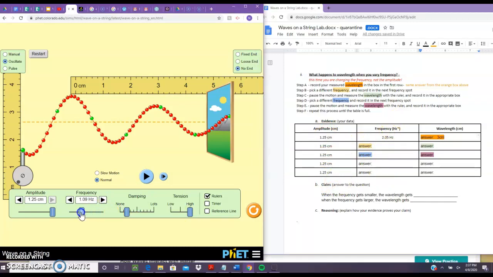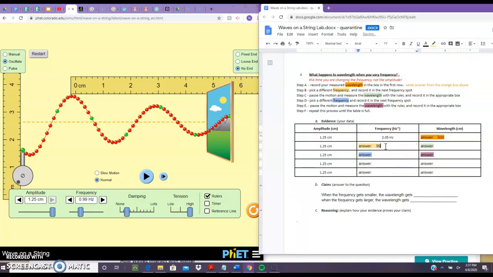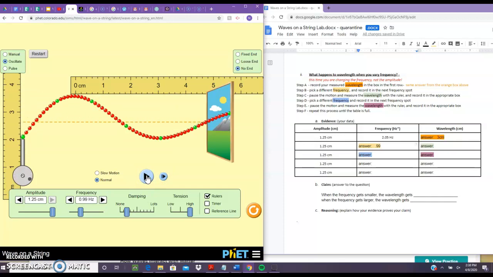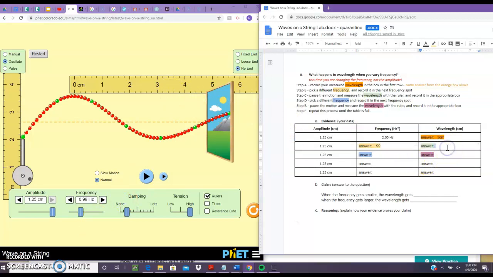So let's say my frequency, I'm going to make this next one 0.99. Okay, I'm going to play the simulation again, pause it. You might run into this where you can't fit a whole wavelength in the screen, but there's a simple way around it. So if this is a crest and this is a trough, right? This would be half of a wavelength. And that actually looks about 3 to me.